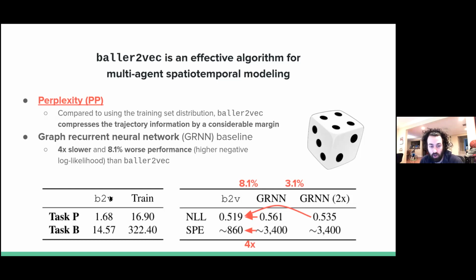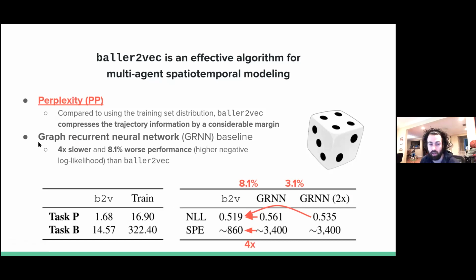In our case, baller2vec achieves a perplexity of 1.68 on the player trajectory forecasting task and a perplexity of 14.57 on the ball trajectory forecasting task. And so 1.68 is better than a coin flip. If we just use the training set distribution to make the predictions of the trajectories, we get a perplexity of 16.9 for players and 322 for the ball trajectory forecasting task. And so baller2vec is doing a really good job of compressing down this trajectory information.